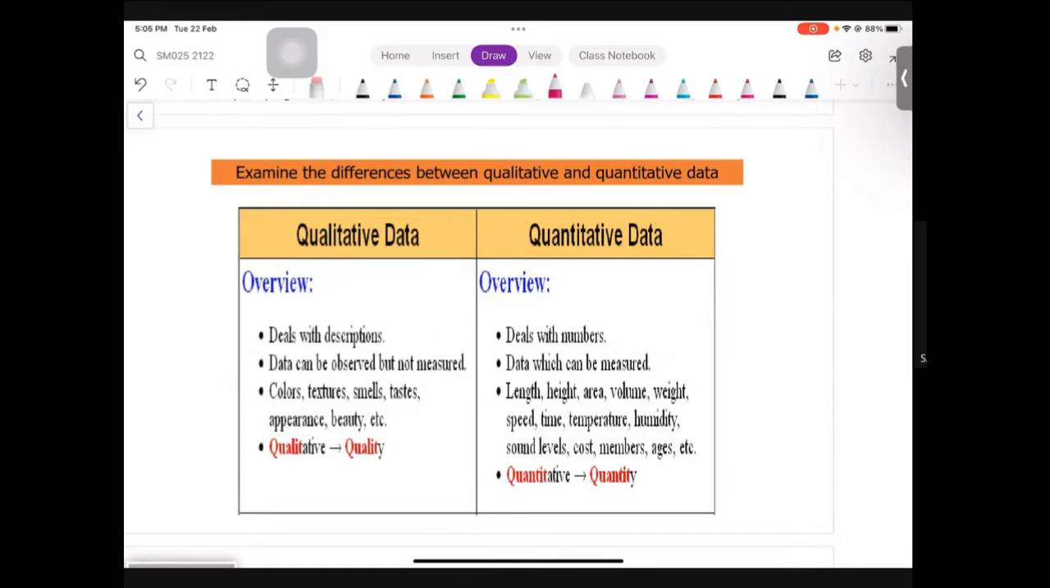So these are the differences between qualitative and quantitative. Qualitative data deals with description. Data can be observed but not measured, for example color, texture, smells, taste, personal preference, appearance. Quantitative data deals with numbers and the data can be measured, such as length, height, area, volume, weight and so on. So simply put, quantitative is numbers, qualitative is quality. Quality and quantity.